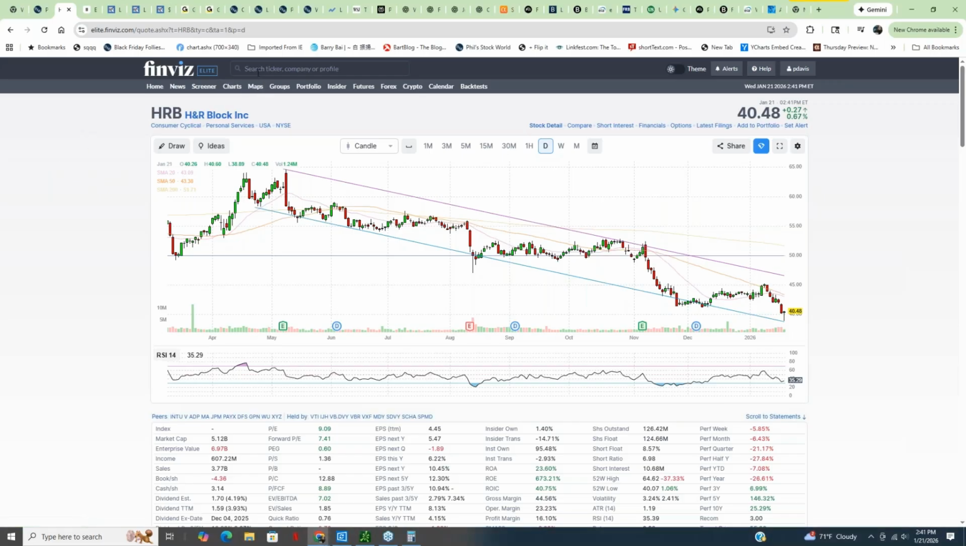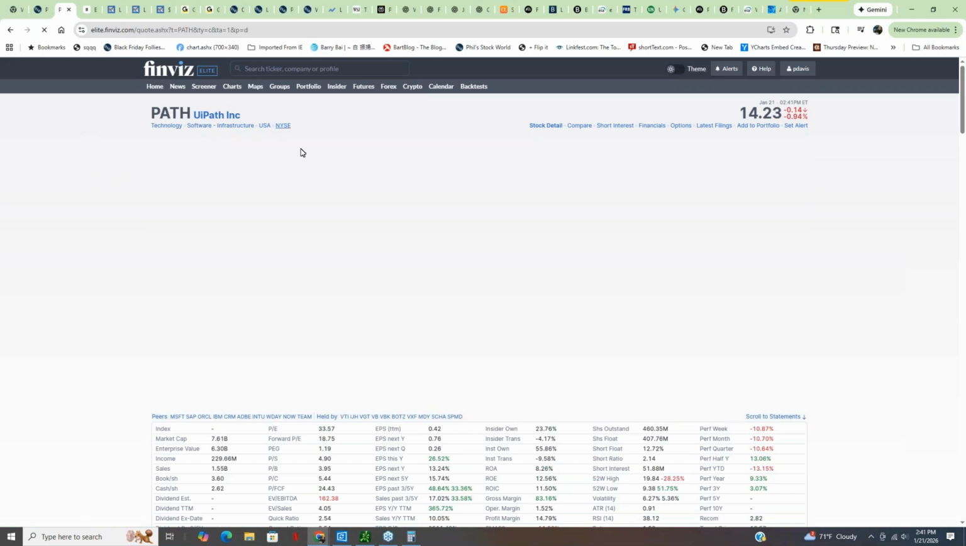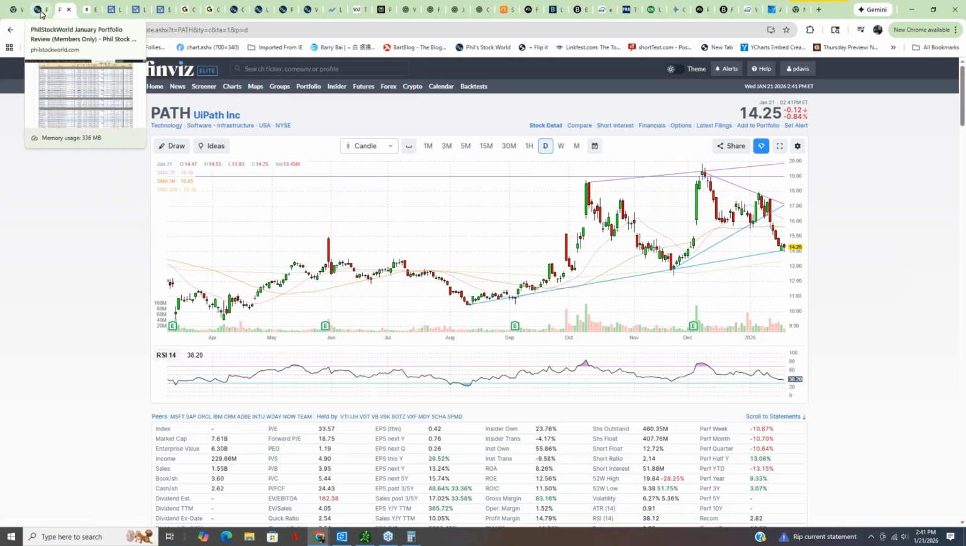And PATH. P-A-T-H. PATH also dropped a bunch. But you know, if they're coming down with the market and they didn't do anything particularly wrong, it's nothing to worry about. Now you're saying in the 700 a month portfolio.